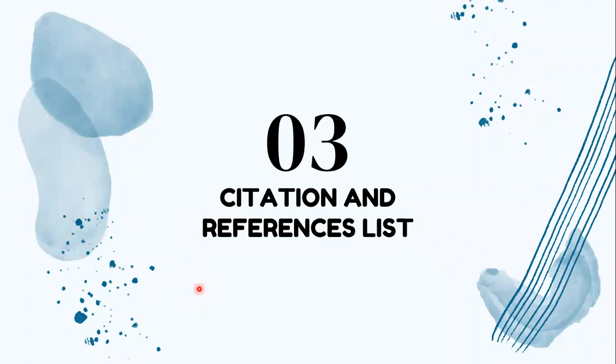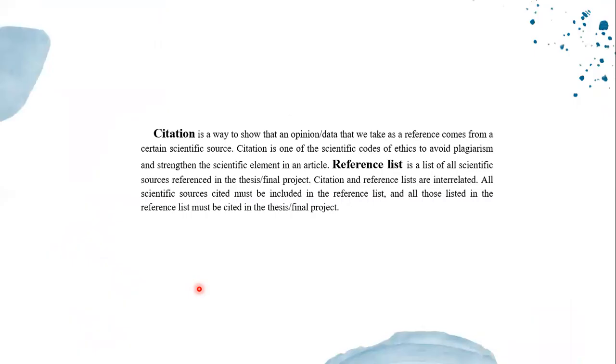The next is about citation and reference list. Citation is a way to show that an opinion or data that we take as a reference comes from a certain scientific source. Citation is one of the scientific codes of ethics to avoid plagiarism and strengthen the scientific element in an article. A reference list is a list of all scientific sources referenced in a thesis or final project. Citation and reference lists are interrelated. All scientific sources cited must be included in the reference list, and all those listed in the reference list must be cited in the thesis or final project.